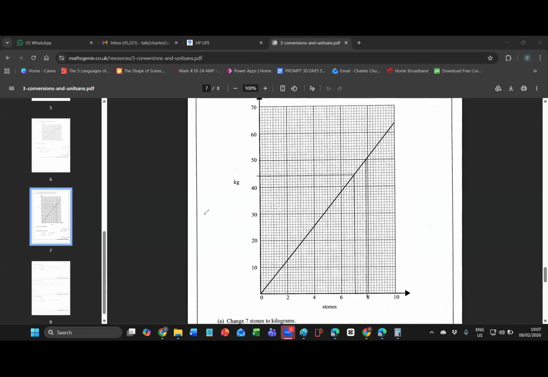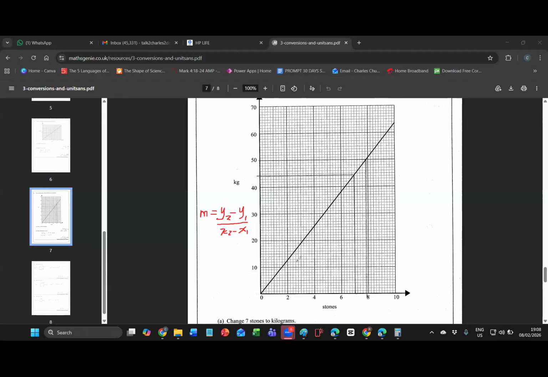I probably assumed it. So always remember, this is the formula for gradient. M equals y2 minus y1 over x2 minus x1. Okay. All right.